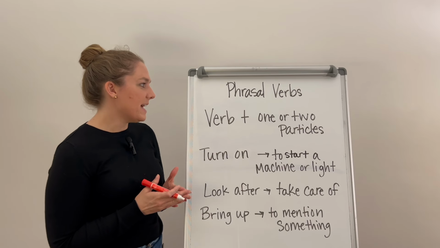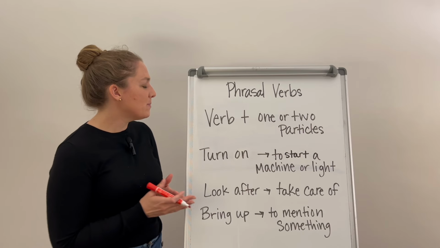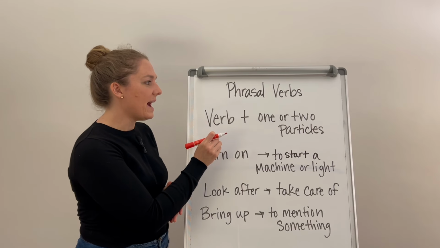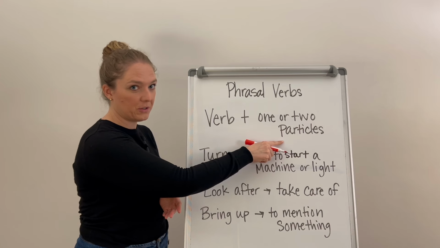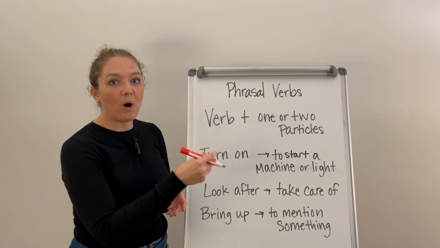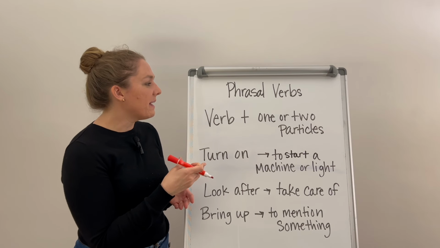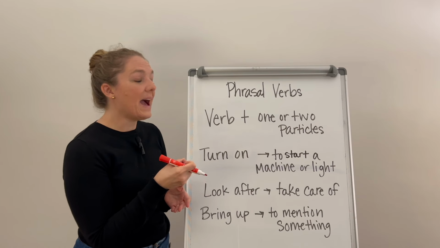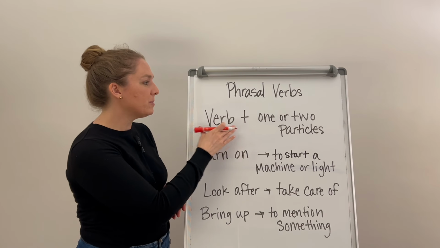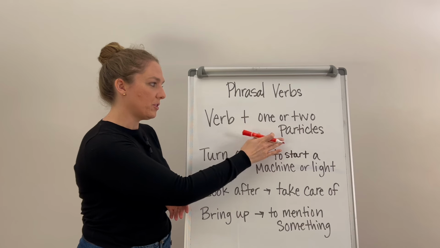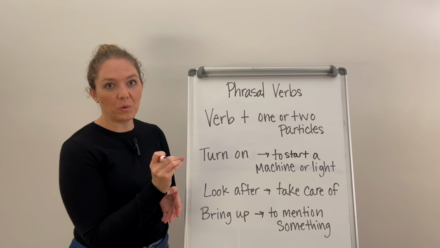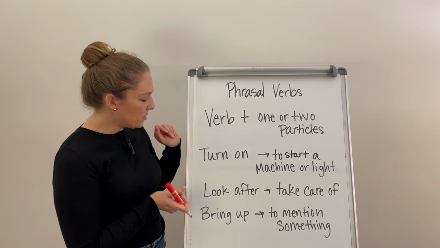The way we create a phrasal verb is by taking a verb and adding one or two particles, one or two small words that would be like a preposition or an adverb. So a verb plus one or two particles, one or two small words. I have some examples here.